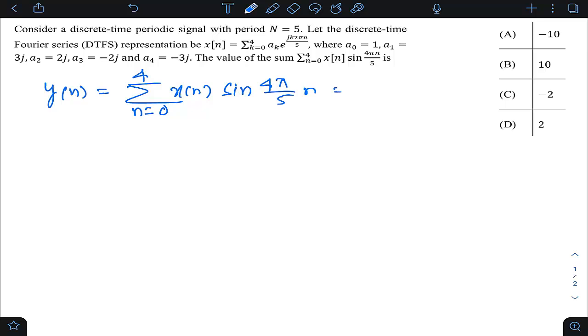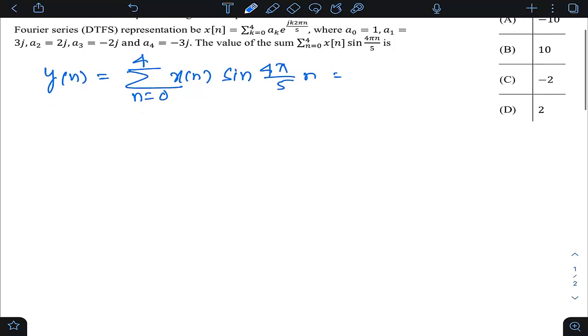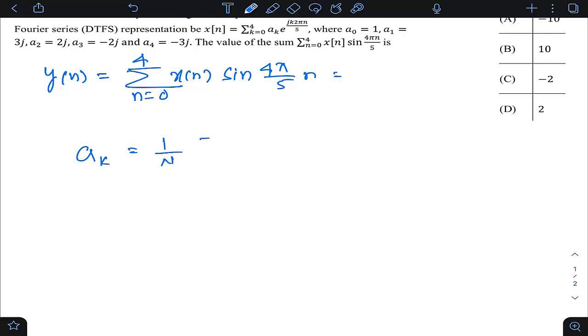Okay, first thing is, in the DTFS, the coefficient is given by a_k. So a_k is defined as 1 by N, where N is the period, summation n from 0 to N minus 1, of x[n] times e raised to power minus j 2 pi by N, k, n. Okay, so this is the standard DTFS coefficient formula.